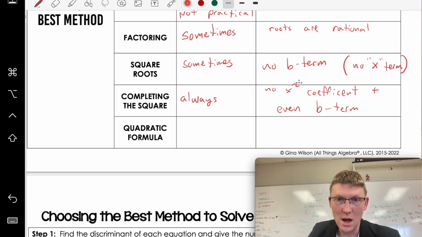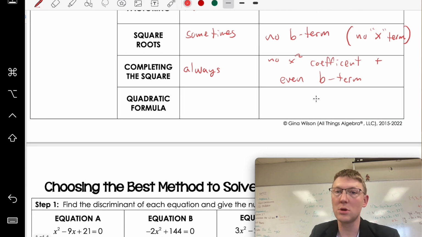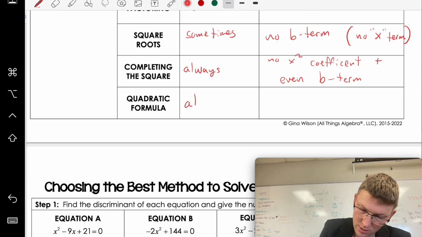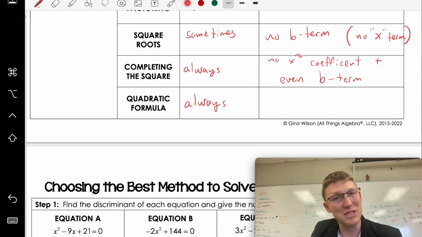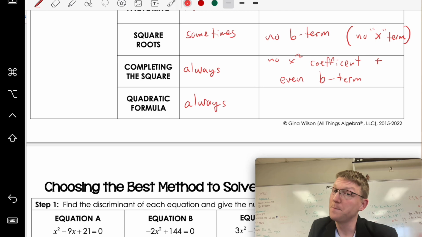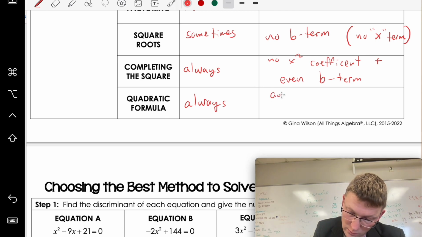completing the square is a good choice. For all other situations, you can always do the quadratic formula. The quadratic formula is generally kind of the hardest, and it takes the most steps, but it works. It works all the time. You can use it anytime.